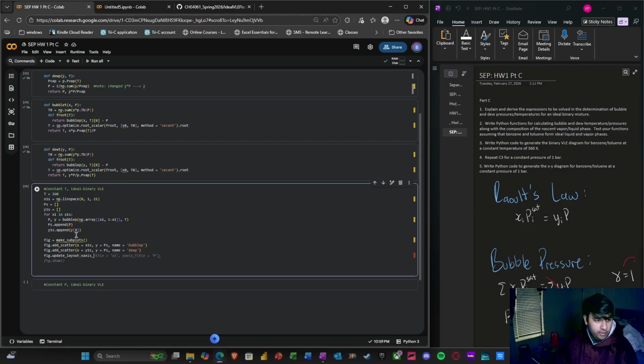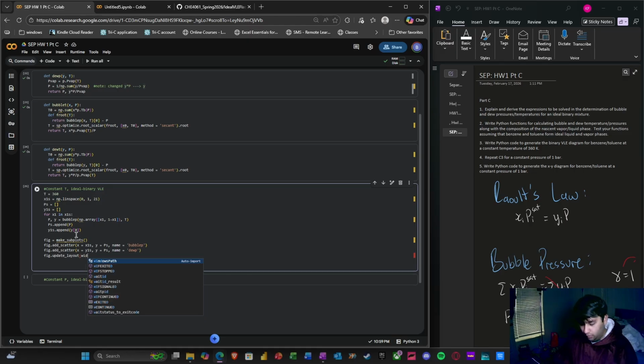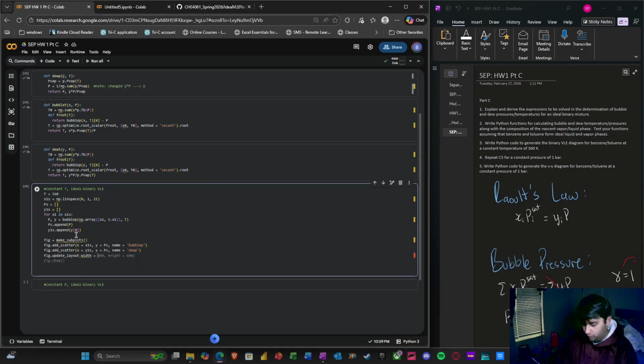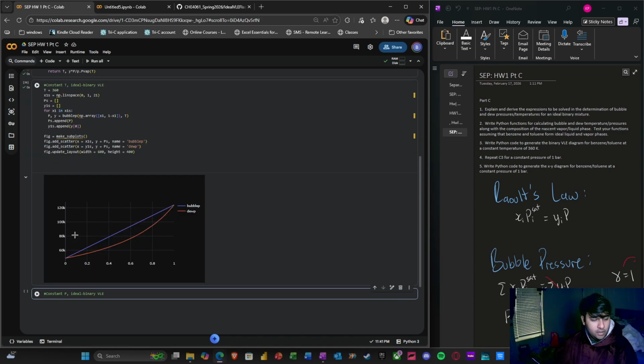And then we'll also do our layout, which sets width as 600, height as 400, and there we go. Here is our VLE diagram in terms of a constant temperature of 360 degrees. And one thing to note, the bubble point or the bubble pressure seems to be very linear as compared to our dew pressure. So that's pretty interesting.